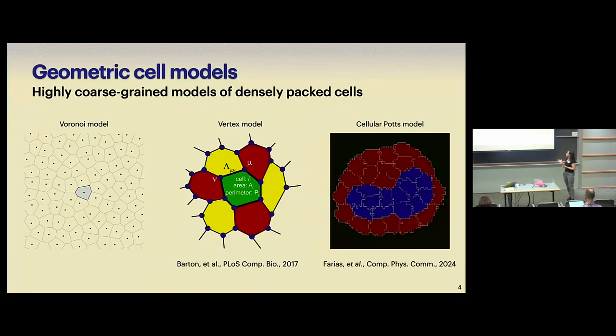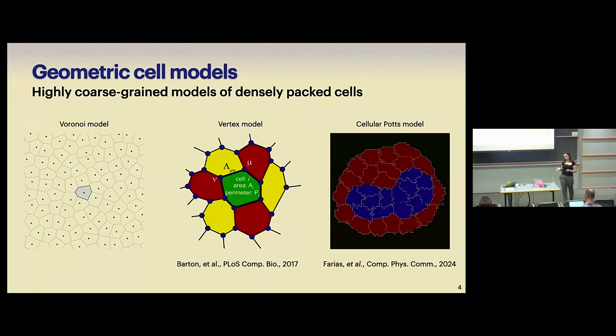Another class of geometric models, which shares a lot of features with these two but is slightly more different, is the cellular Potts model. This is typically a lattice-based model where each lattice site has some configuration. It's a little bit like a glorified Ising model. Each site can be in one of many configurations, and sites are preferentially in the same configuration as their neighbors, and then there's some interaction energy. As I say, these are all highly coarse-grained models.